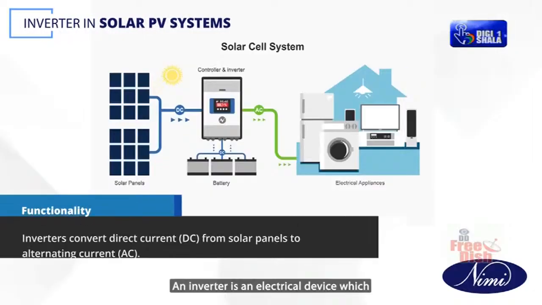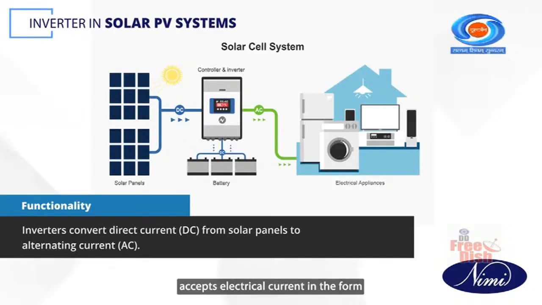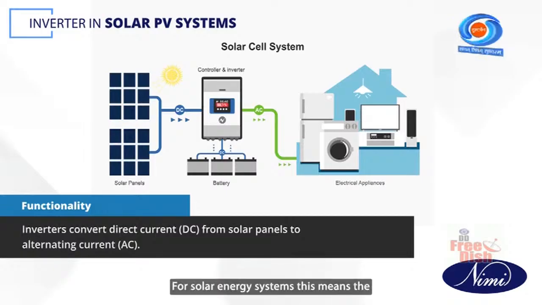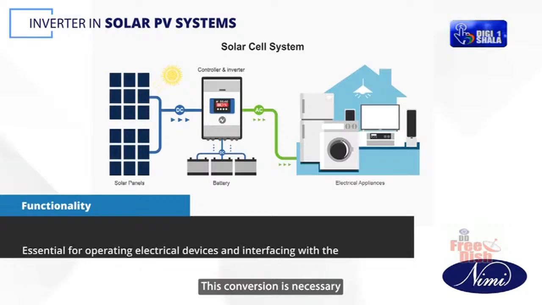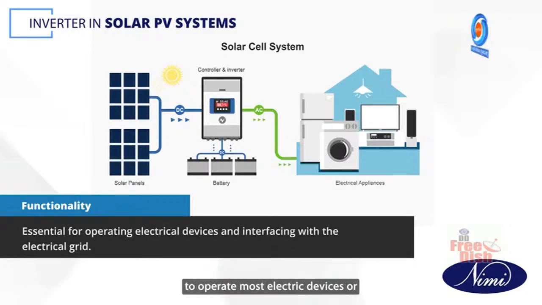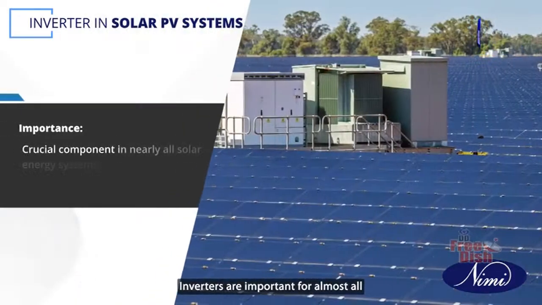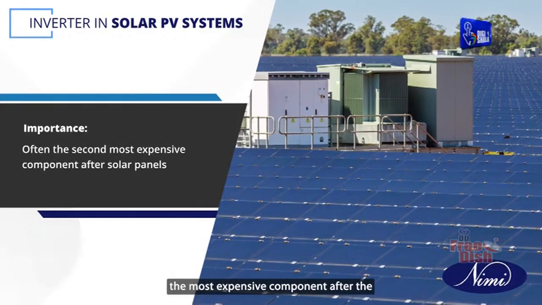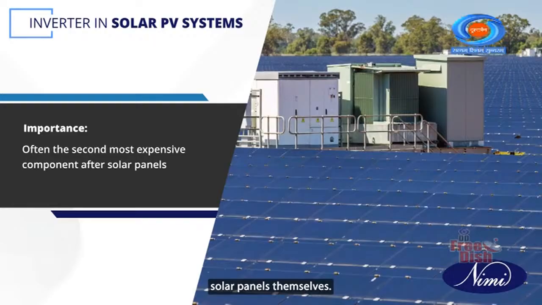An inverter is an electrical device which accepts electrical current in the form of direct current DC and converts it to alternating current AC. For solar energy systems, this means the DC current from the solar array is fed through an inverter which converts it to AC. This conversion is necessary to operate most electric devices or interface with the electrical grid. Inverters are important for almost all solar energy systems and are typically the most expensive component after the solar panels themselves.